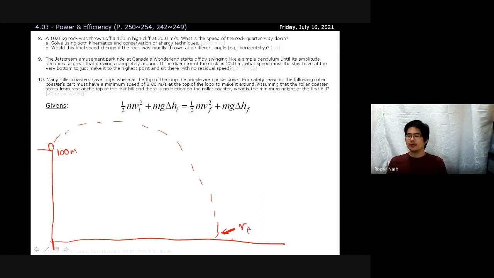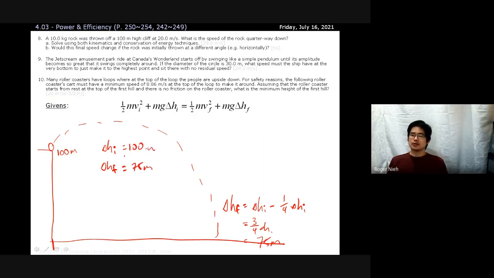At this point in space and time, you're a quarter of the way down. In other words, your delta HF is equal to whatever you started off with, subtract a quarter of the way down, delta HI. In other words, it's going to be a whole subtract a quarter, or 3/4 HI. So if you originally started off at 100 meters, 3/4 of the way down, you'd be down to 75 meters. So then now you have your delta HI and your delta HF for solving this. That's how you get to these numbers here in solving it.